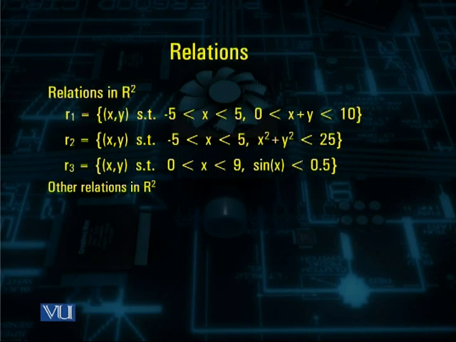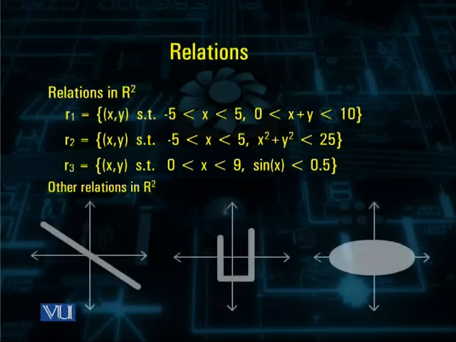In the slide, you will see a few relations on R2. The first relation R1 is the set of all those points which are bounded between x greater than minus 5 and x less than 5, and then x and y must also satisfy the next constraint, that is, their sum should be larger than 0 and smaller than 1.